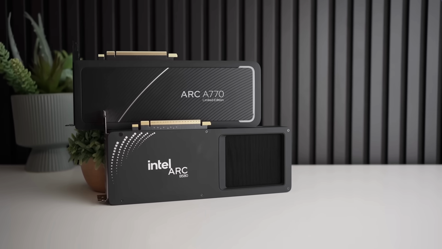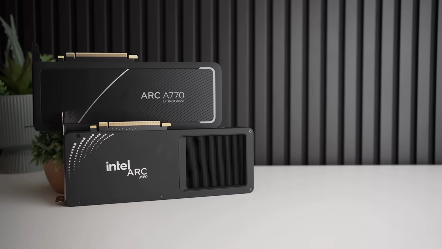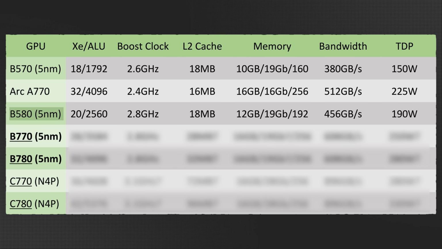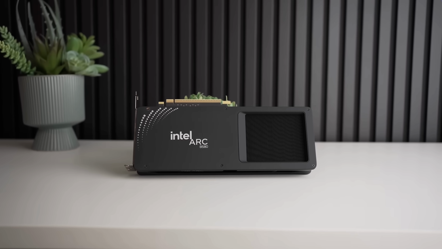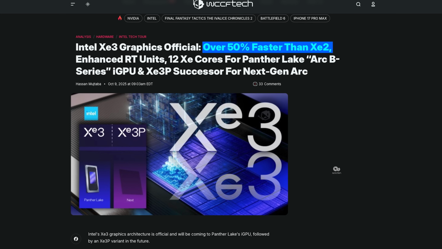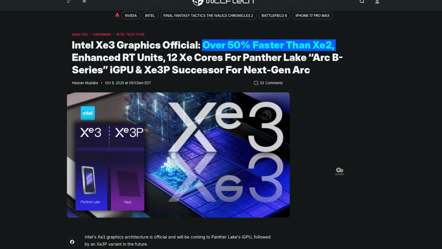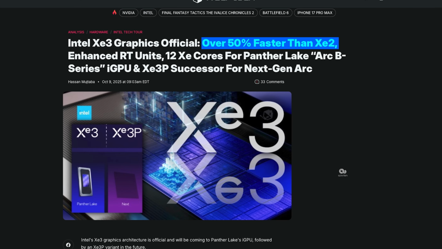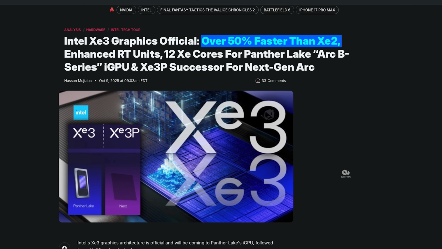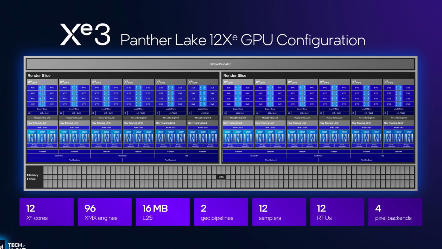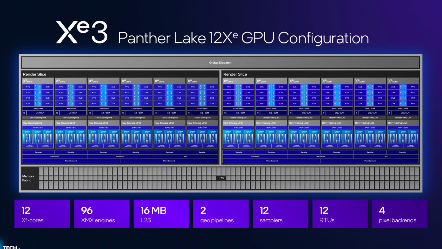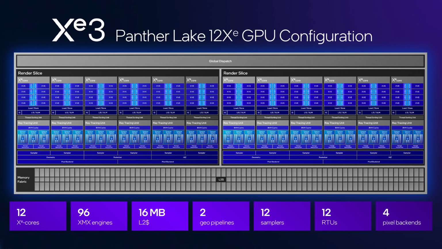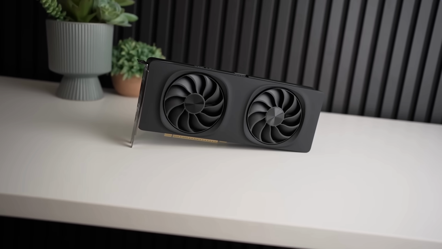But in theory, this could mean that the Battlemage B580 desktop GPU that we have right now, which is available in 20 Xe cores, could potentially be 30 Xe cores next time around. Now, will it actually be that much? Will we see the same 50% increase on desktop that we're seeing on mobile? Probably not, but I do believe you will be seeing an increase to some degree, as every render slice will have more cores. So unless they're reducing the number of render slices, you're going to get more cores in your next generation GPUs. That's a huge deal.